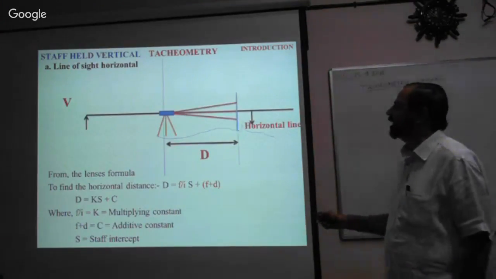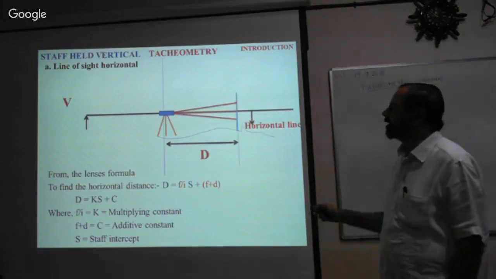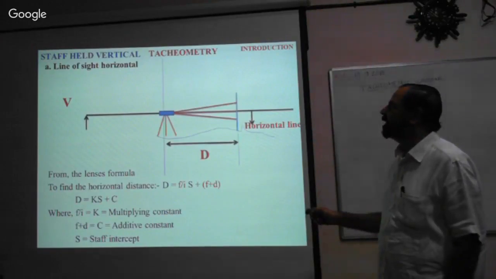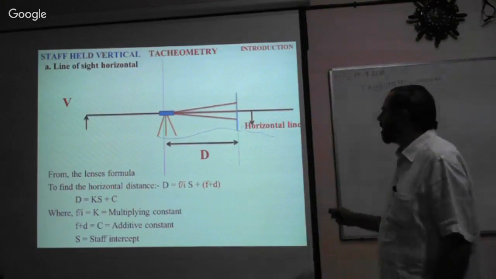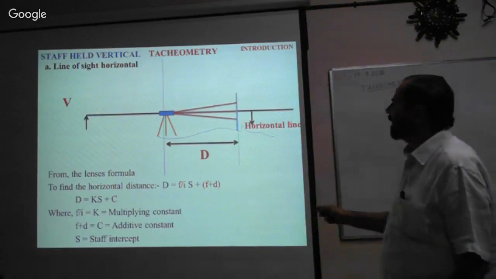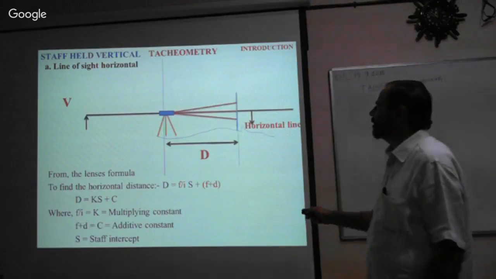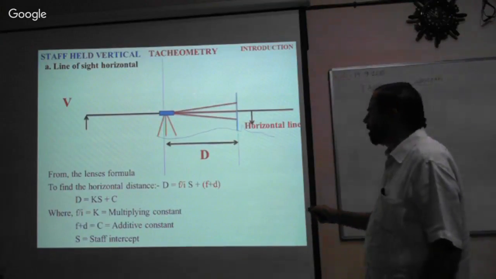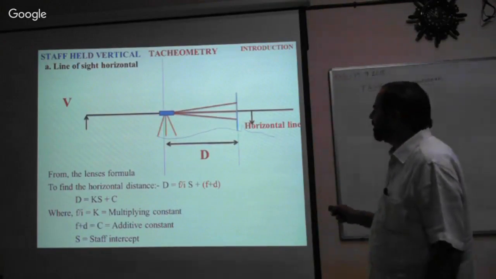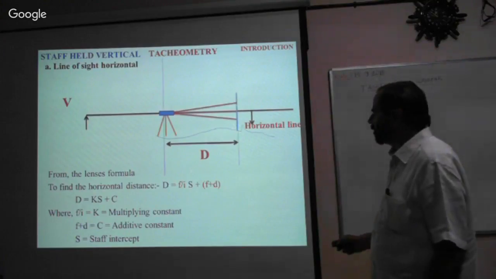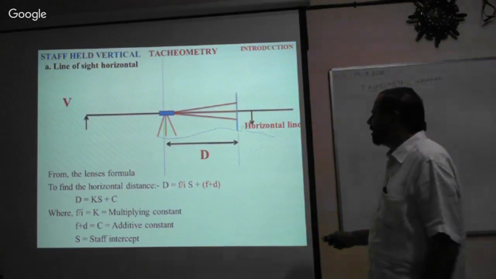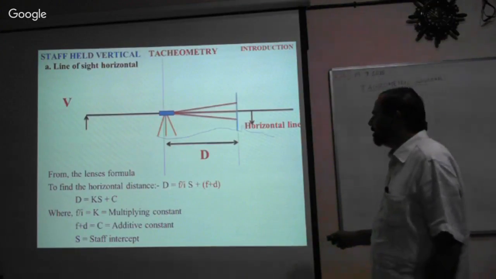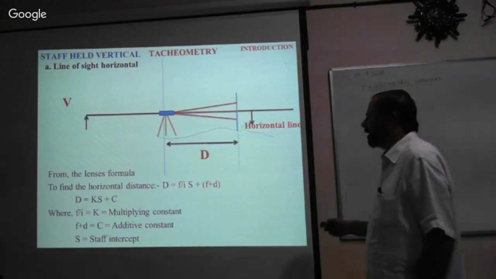Now in the first instance, the line of sight is horizontal and the staff is held vertical. At one stretch, the job will be finished. Here we have the staff intercept. Call this equation D is equal to the multiplying constant times S, that is the staff intercept, plus (f + d). Our job is done.